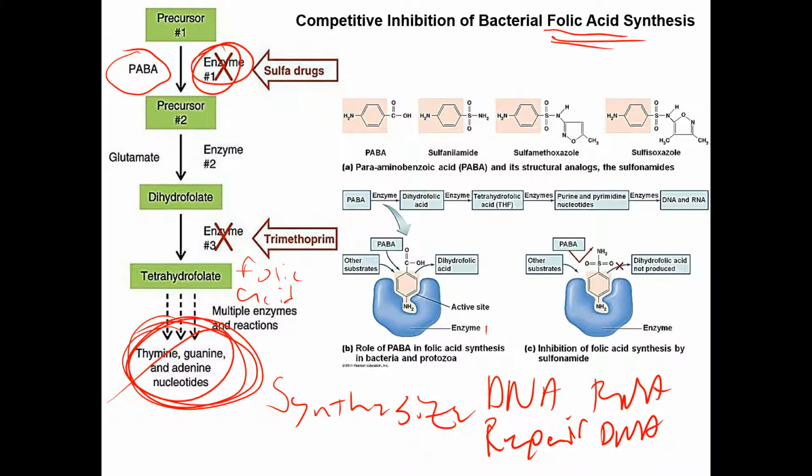Now, we have antibiotics, things that we call, for instance, sulfa drugs. Sulfonamides, sulfamethoxazole. These particular drugs are structural analogs of para-aminobenzoic acid, or PABA for short. And notice that these antibiotics have structural similarities to the actual target of that enzyme.